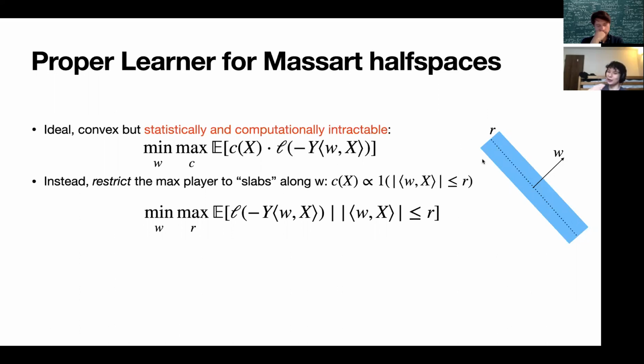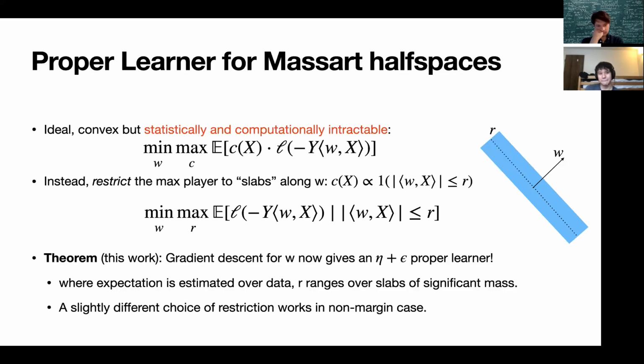A slab is just: you look at the decision boundary of the half space and you thicken it by R. That means you look at all of the points where the dot product is at most R in absolute value. That's the only set the max player gets to play. That's specified by a one-dimensional family of parameters, so you can efficiently optimize that. Even though we greatly restricted the power of the max player, we still get something out of this minimax game. It turns out that we're going to prove gradient descent for W.